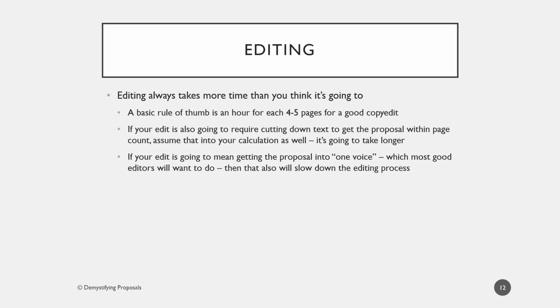Editing always takes more time than you think it's going to. A basic rule of thumb is an hour for each 4 to 5 pages for a good copy edit. If your edit is also going to require cutting down text to get the proposal within page count, assume that into your calculation as well. It's going to take longer to do that than just a copy edit would take.